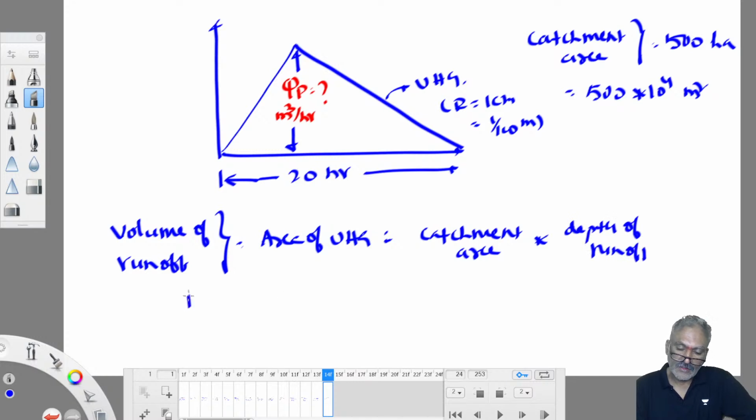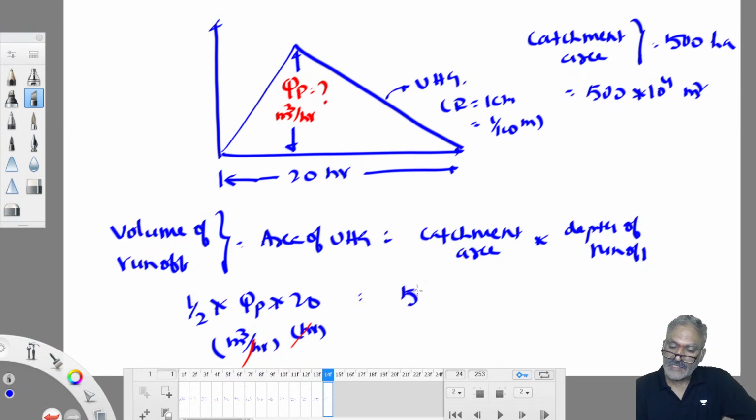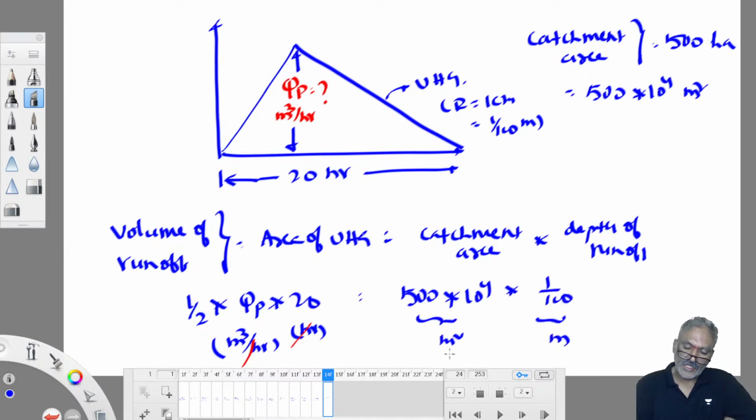What is the area of the unit hydrograph? It is half into QP into 20. Because this is in meter cube per hour and this is in hours, no need of any conversion, the multiplication by 60 is not required. It is equal to the catchment area, 500 into 10 power 4 meters square, into 1 by 100 meters depth of runoff. So this side is meter cube, that side is also meter cube. The only unknown is QP. Come on, work out the QP value.